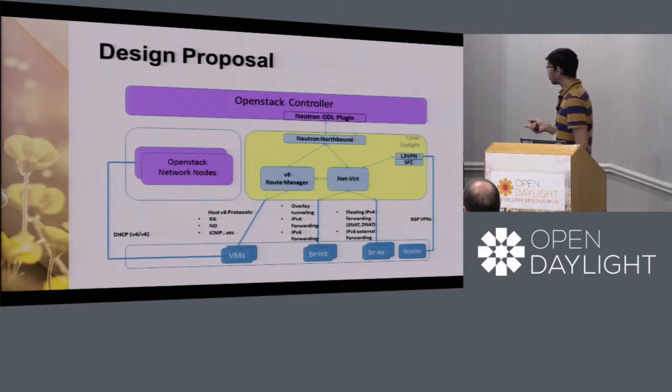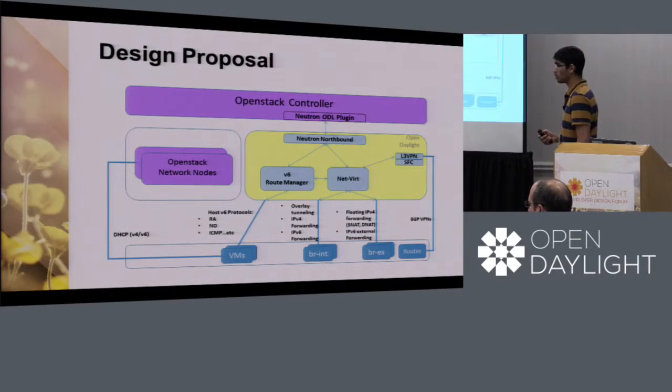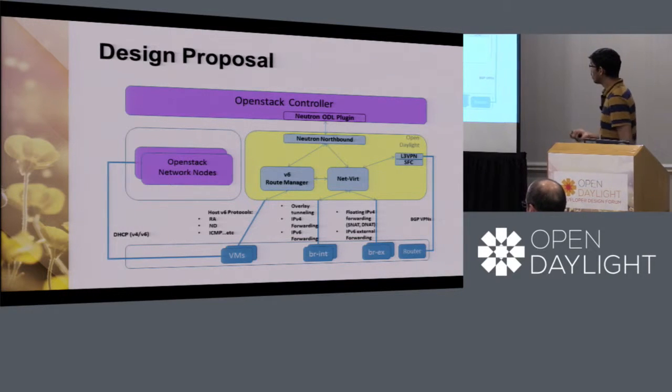So the distribution of functionality here is that the route manager is purely to address the host-related protocols, with the L3 VPN taking care of the L2 and L3 based forwarding. And particularly for DHCP, we still want to use the Neutron setup. Whatever we are using for DHCPv4, we want to extend for v6 also. So this is the high-level proposal.